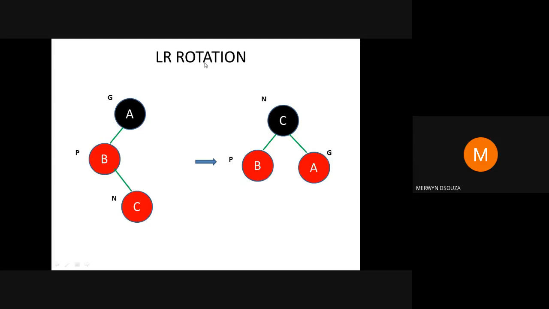The next one is the LR rotation. In LR rotation, we have added this as a new node. This is added as a right child of B, and B is the left child of A. The problem occurs in this node, so therefore we call it LR. This is the node that was inserted into the tree, which caused the imbalance. We solve it by rotating like this.